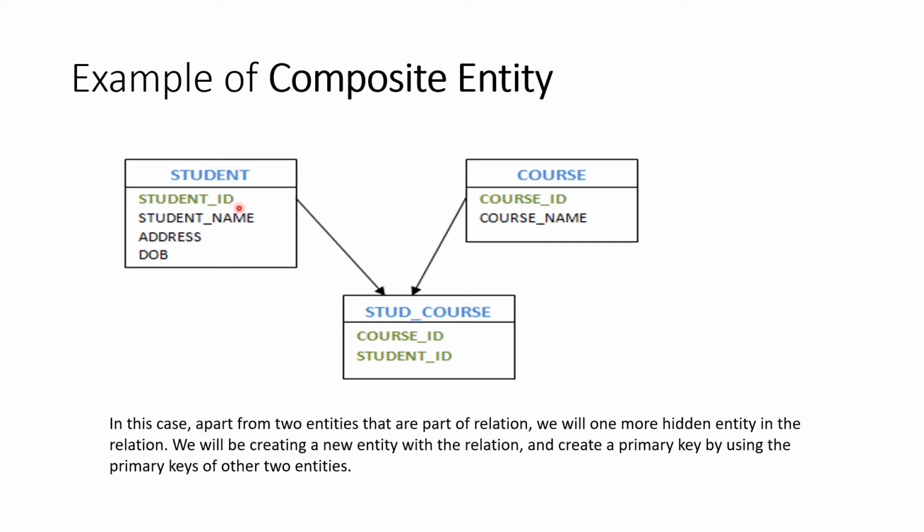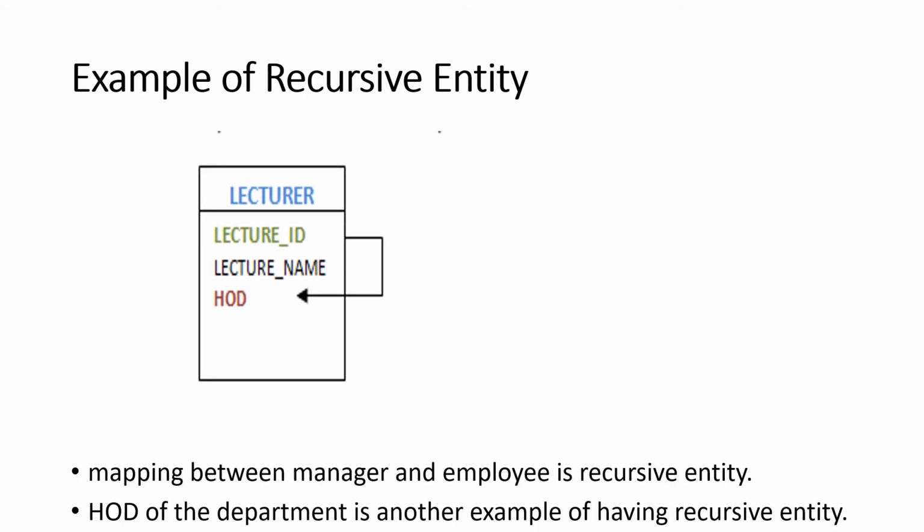If student ID 1 has taken course number 10, then we will have to see here the mapping of these two. Then only we can tell student ID, date of birth, and course name. Okay, so this is the use of composite entity.